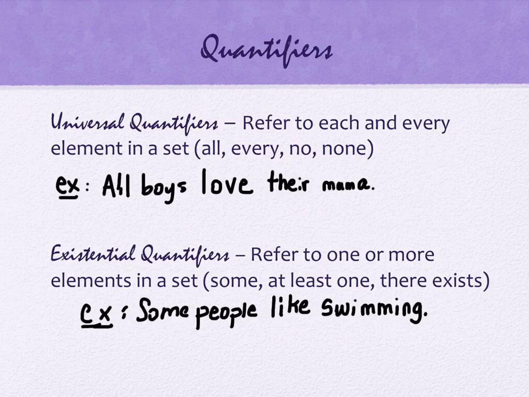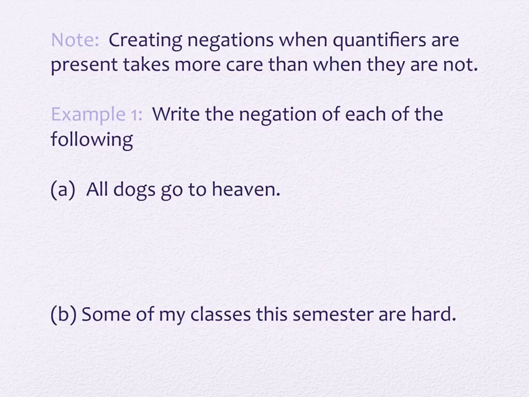Yeah. Okay, here's where things get tricky. When you're trying to create a negation for statements that have quantifiers, that is, if you have those words, all, every, some, none, at least one, inside of the statement, it's not as simple as putting the word not in the middle of it. It doesn't work like that. So we're going to write the negation of the following. This says all dogs go to heaven.